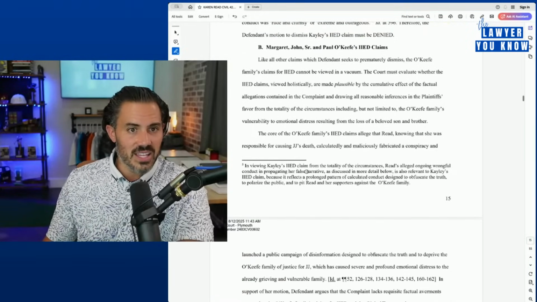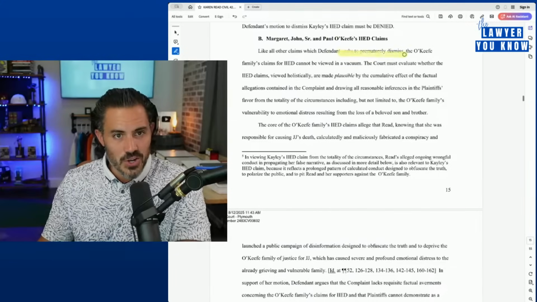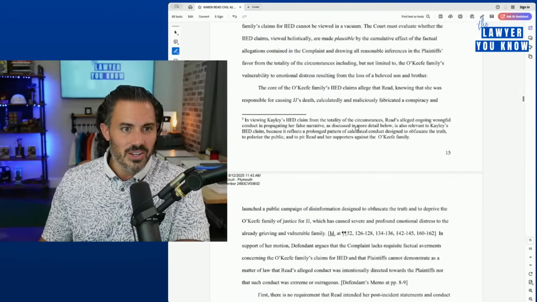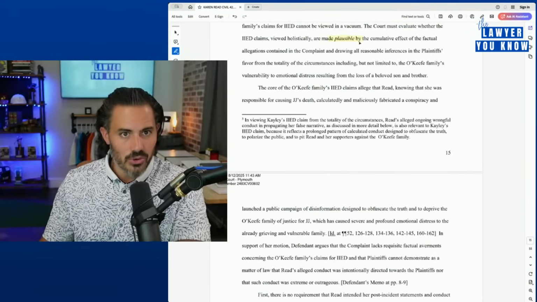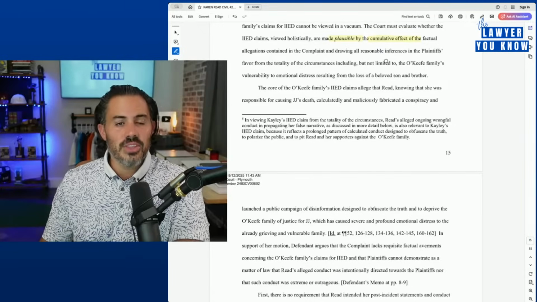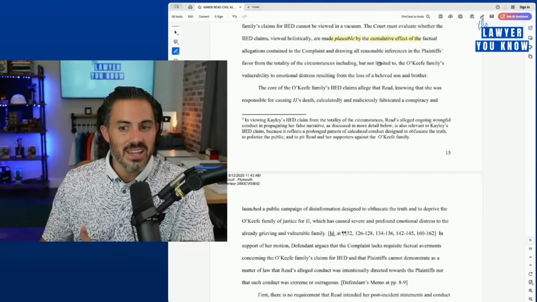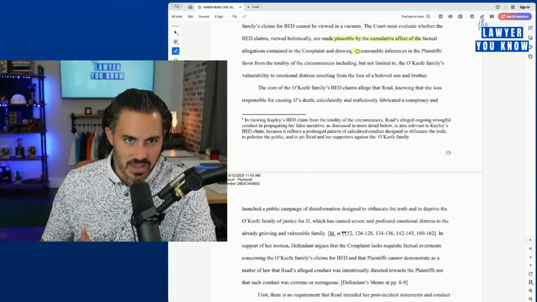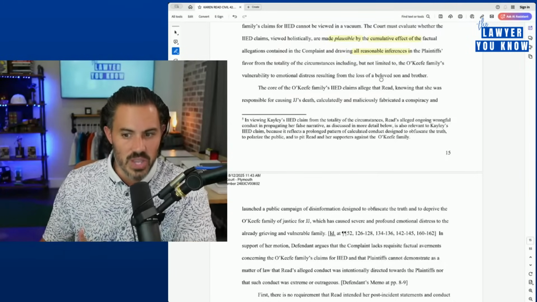Okay, now their IED claims, they say it's premature. Give us more discovery, Judge. Let us argue this. It's plausible. Cumulative effect. These are all things that infer to me that it's weak. It's weak. We need all reasonable inferences. This is weak.